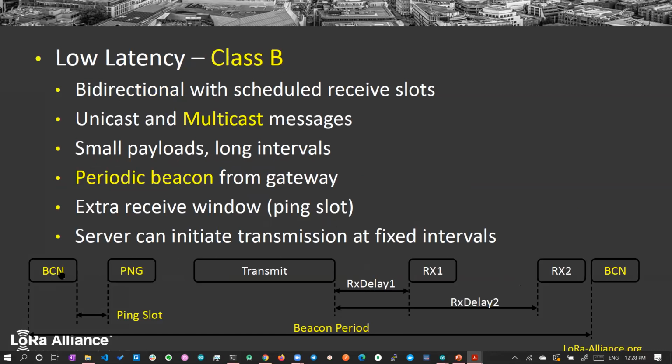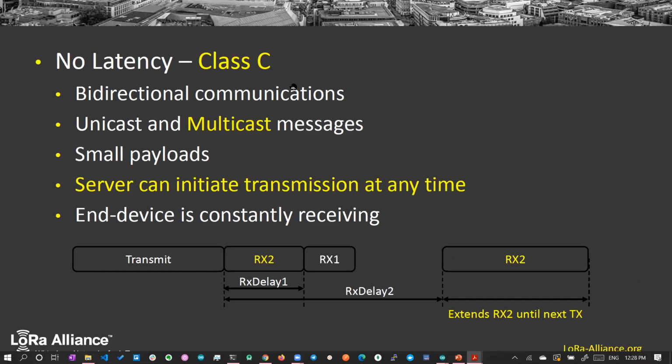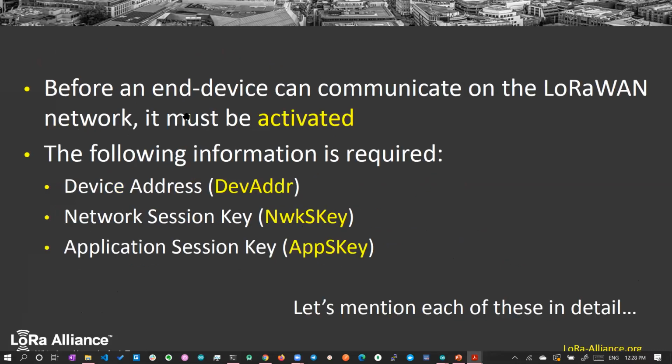So we can see beacon, ping, and transmit, and it also has the two receive slots, and along with that it also has the ping slot. And Class C: bidirectional, unicast and multicast, small payload. The server can initiate transmit at any time, because it is always listening, right? And we have three things: device address, network session key, and application key.